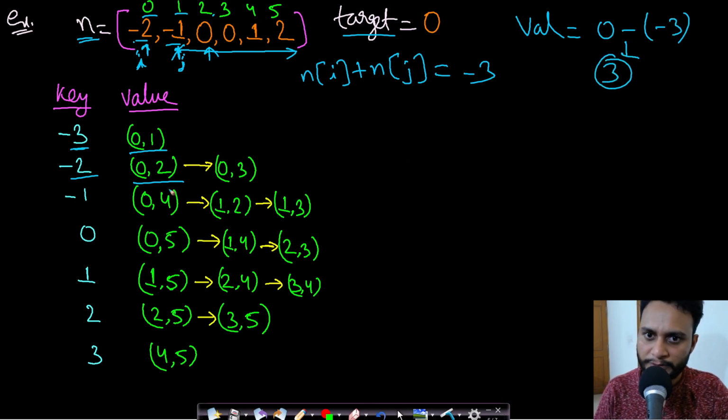Is there any value 3 present in this hash map? You will see that value 3 is present and its key is 4,5. So we have found one combination, and we will save it somewhere. The combination here is i,j as 0,1 and this new value's index is 4,5. So this is the first quadruplet. Similarly, we will repeat for the other values.